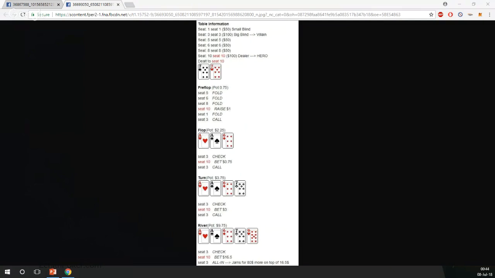Any ideas about this hand? Any analysis of this hand? Has anyone thought about this hand, or has anything that they want to say about this hand?